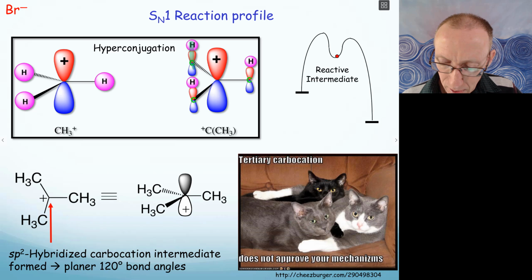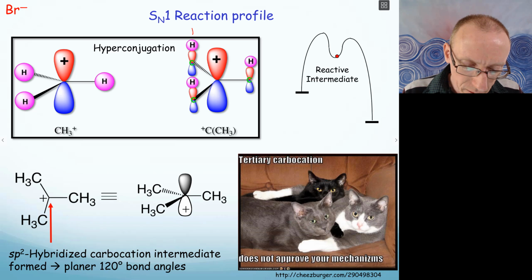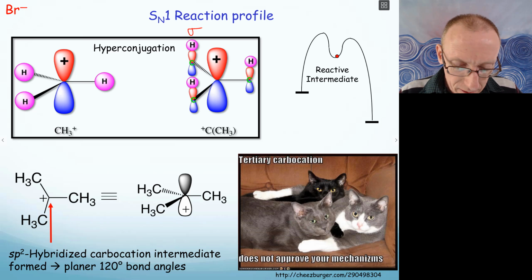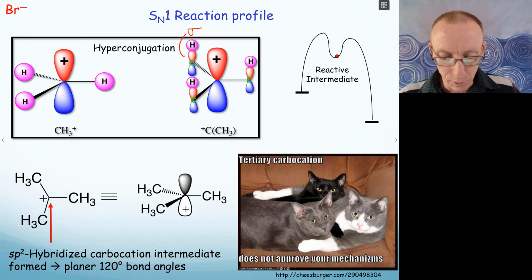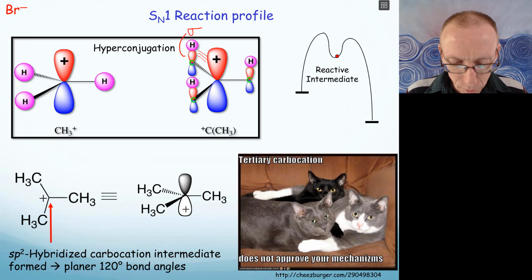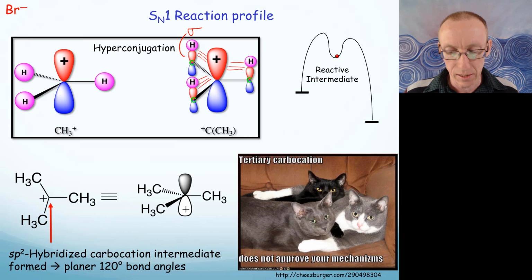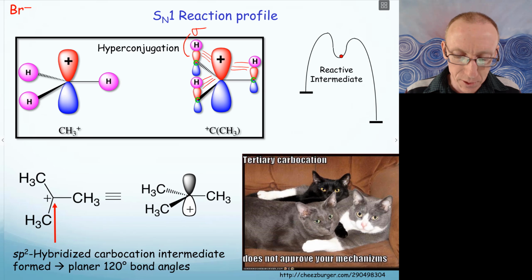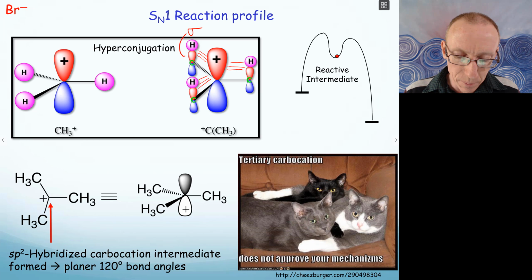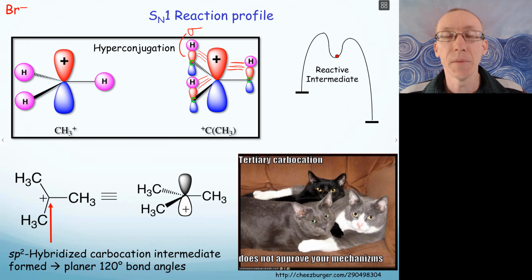These are sigma bonds. And these sigma bonds here can actually overlap through space with the p orbital that is empty. And so we get a through space interaction of these sigma bonds. And that is why tertiary carbocations are more stable than secondary and then primary and so on. We've got three different carbon groups with these sigma bonds that can overlap through space.